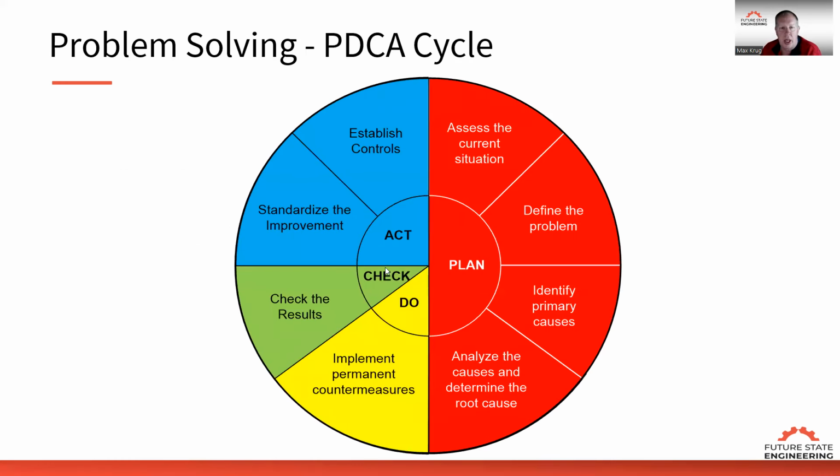Most companies I work with are not very good at problem solving. If I had to classify what companies are terrible at, it's problem solving. They don't know how to systematically solve problems. I use the PDCA cycle. It stands for Plan, Do, Check, Act. There are multiple steps in this cycle. The first one is to assess the current situation and find out what's going on, gathering as much data as possible about what's happening. Then let's define the problem. Once we identify the problem, let's identify primary causes and then analyze those causes and determine the root cause.